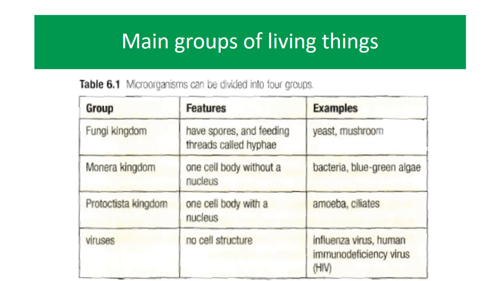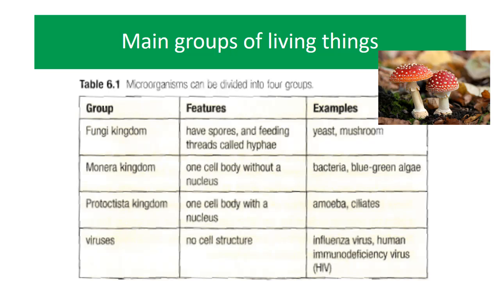The first ones we are going to talk about are the microorganisms, and they can be divided into four groups. First, the first group is fungi, kingdom fungi, or mushrooms. They have features like spores and feeding threads called hyphae, and their example can be yeast, which can be used in the mushrooms.